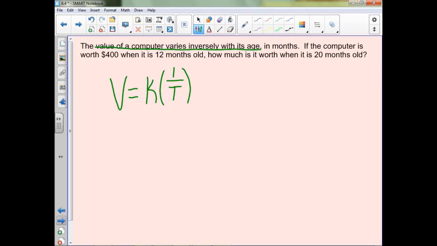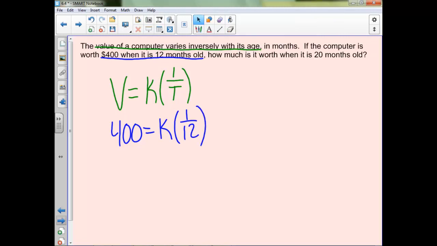Alright, so now we are given that a computer worth $400 is 12 months old. So we know this $400 when our t is 12. Well, now to get our constant by itself, our constant of variation, we can multiply both sides by 12. Notice these are going to cancel. We're left with K. 12 times 400 is 4,800.